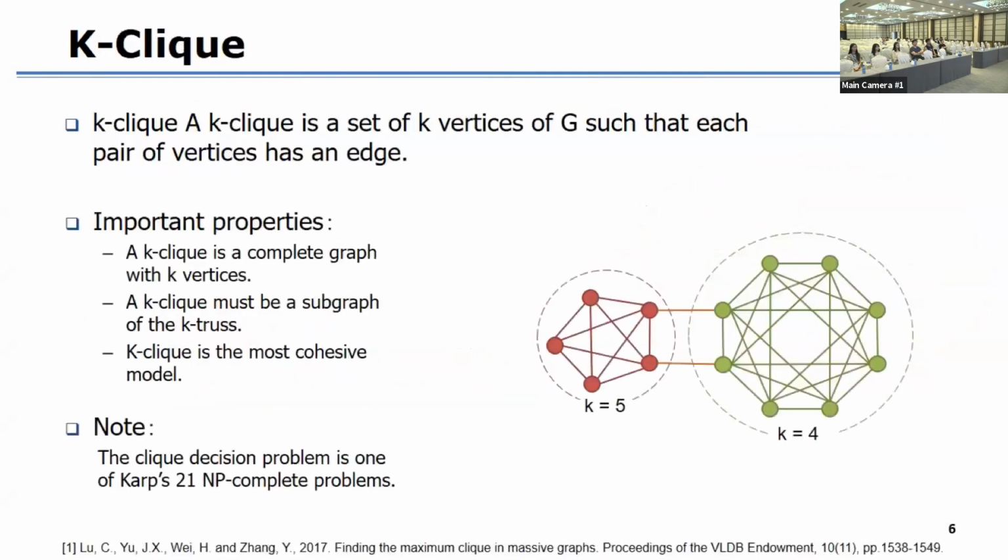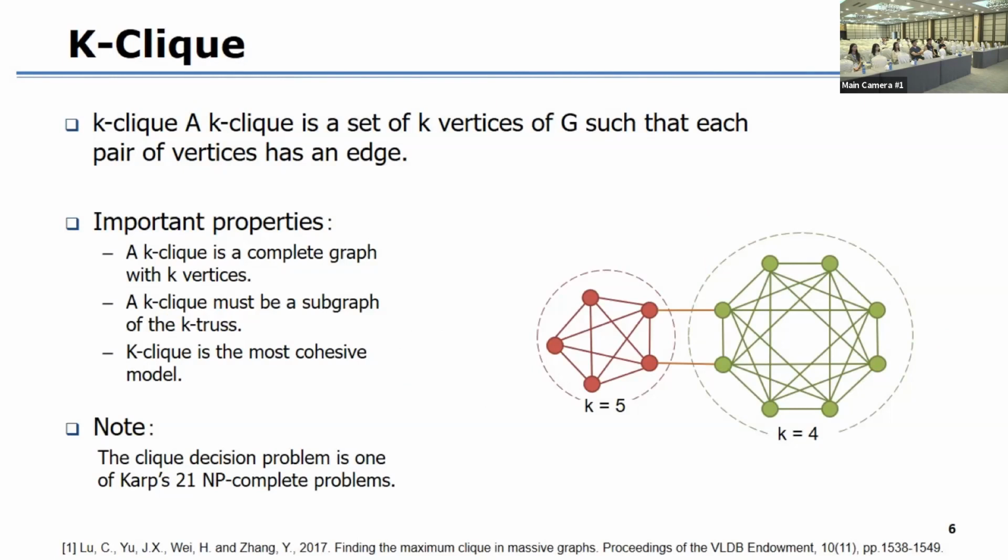K-clique is a set of k vertices of G such that each pair of vertices is connected by an edge. The k-clique is a complete graph with k vertices. It must be a subgraph of the k-truss, and it is also the most cohesive model among all the cohesive subgraph models on homogeneous networks.